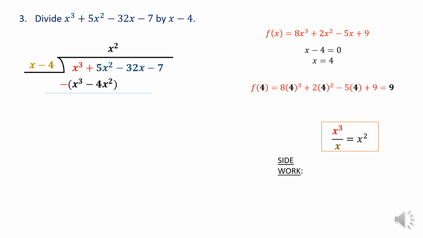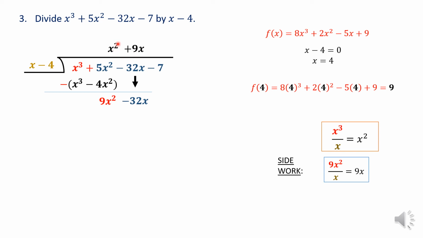Right, so when we do our subtraction, we are going to be left with 9x squared. So I put it in red because I'm going to divide that x into the 9x squared. But before I do that, I must bring down the minus 32x. So I'm going to go back to my side work then. I'm going to take the 9x squared and divide it by x, and I'm going to be left with 9x, which comes all the way up to here.